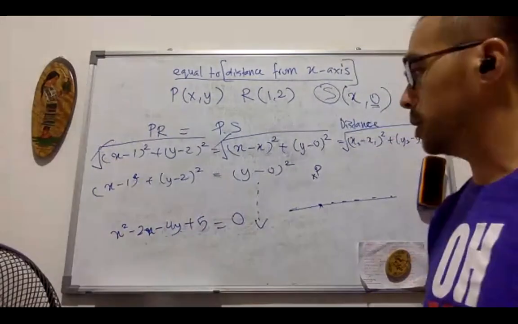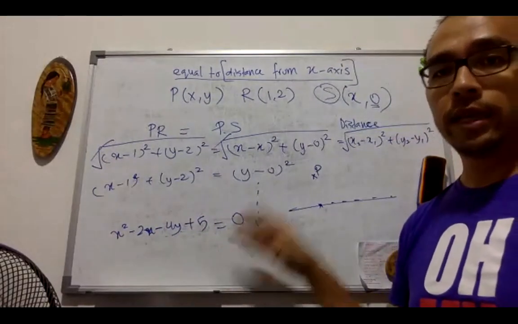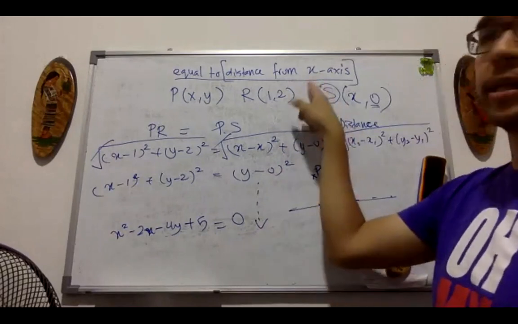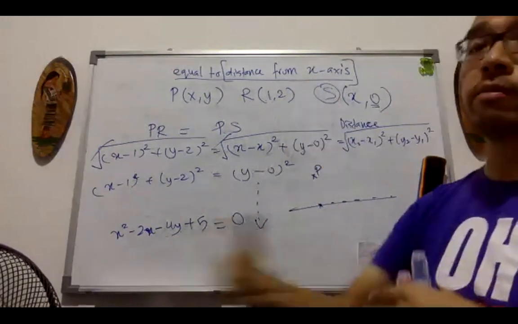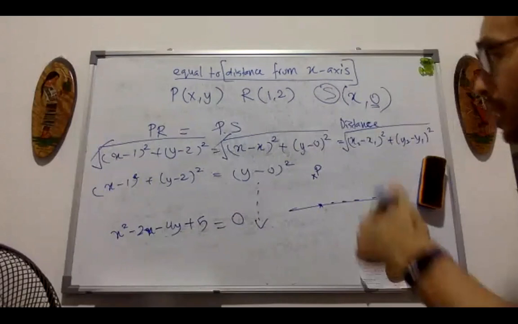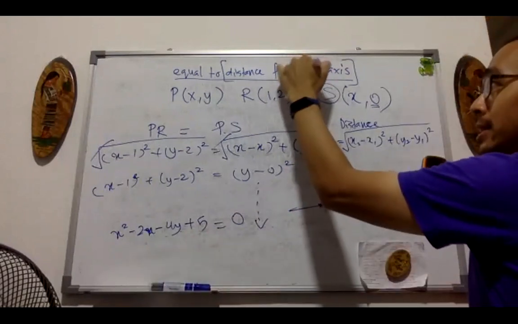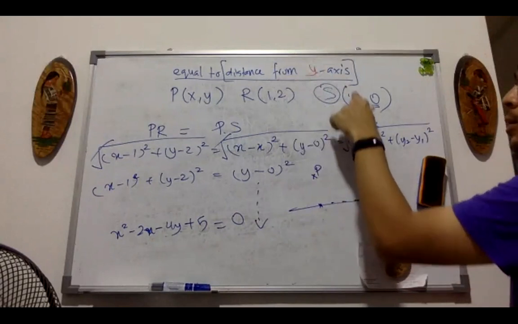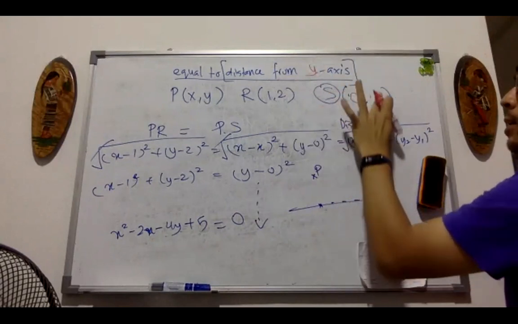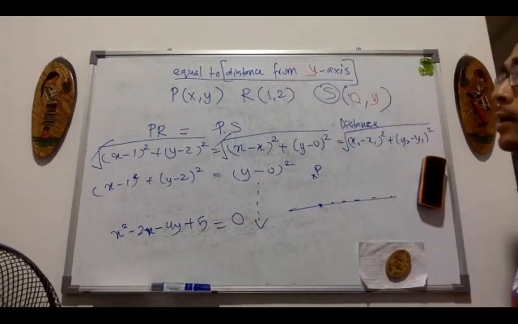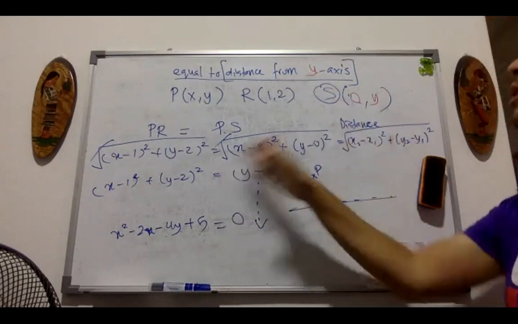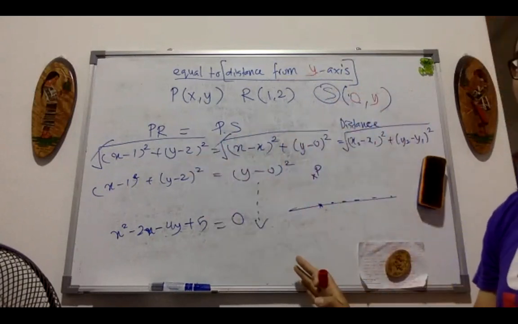Does that answer your question? I hope it answers the question. I think the difficult part about this question is understanding the distance from the x-axis. If I change this to distance from the y-axis, then this point will be 0 and y, and then of course my distance will be a bit different.